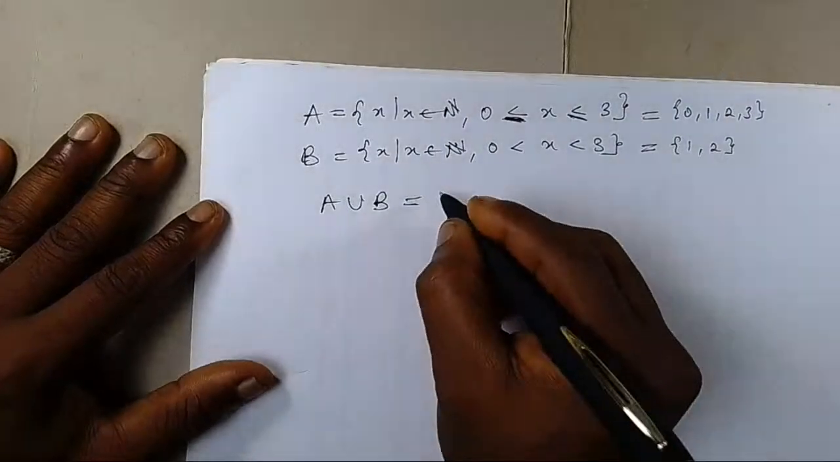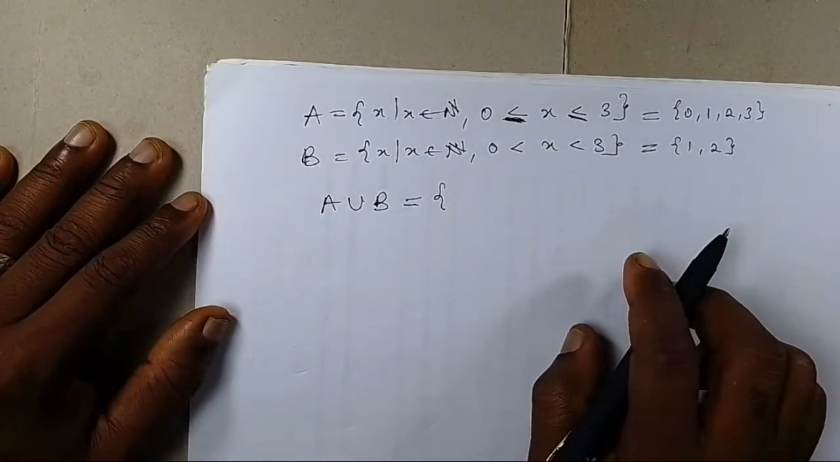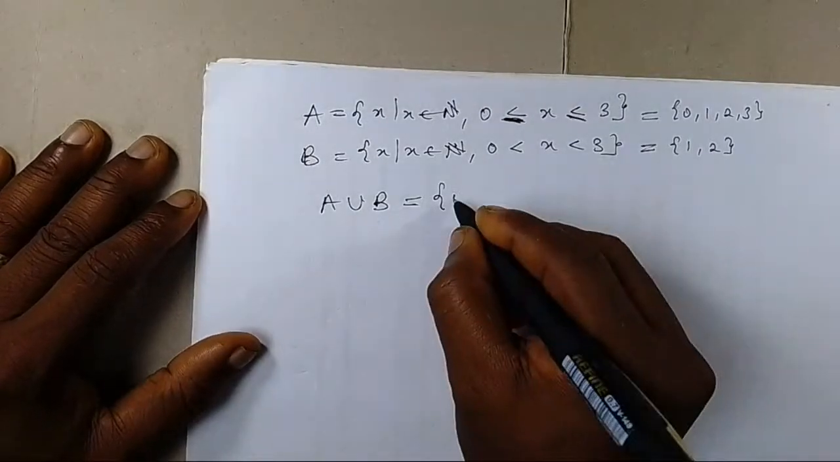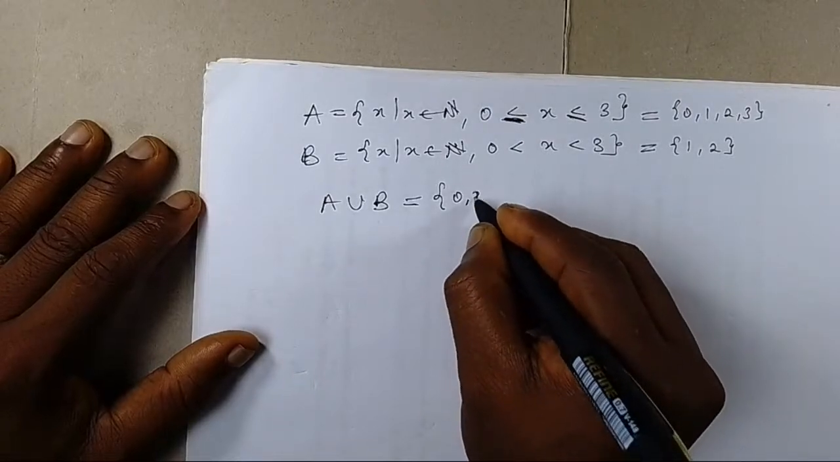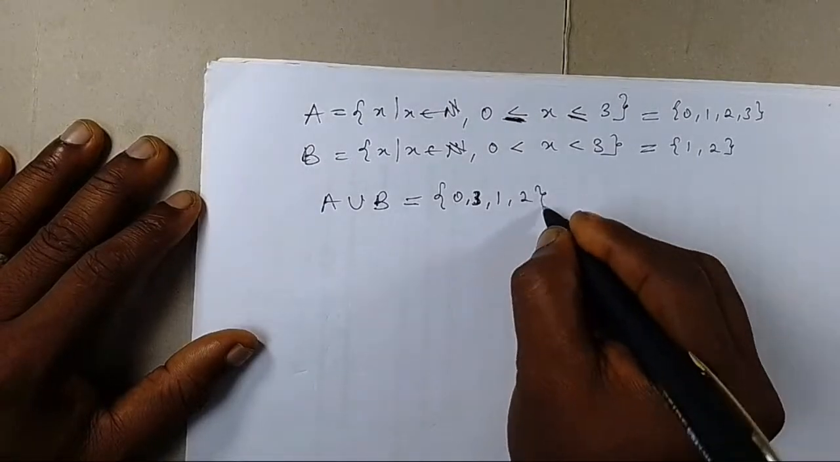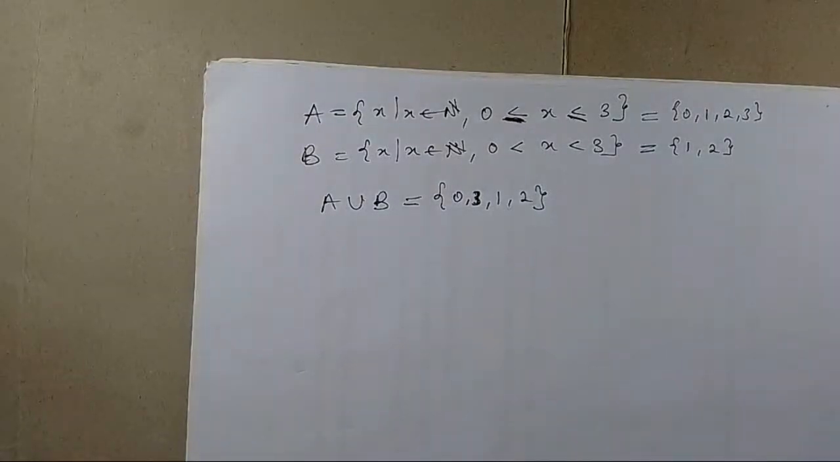The union of A and B will be the set that contains all the elements found in A alone, B alone, or both of them. And that will be 0, 1, 2, 3. 0 and 3 are found in A alone, and 1 and 2 are found in both of them. So this will give you the union. So all you have to do to form the union of two sets is to combine all the elements in the two sets, avoiding repetition.